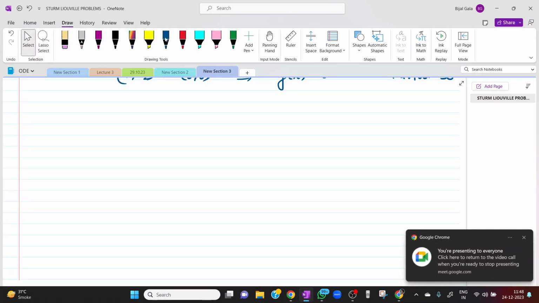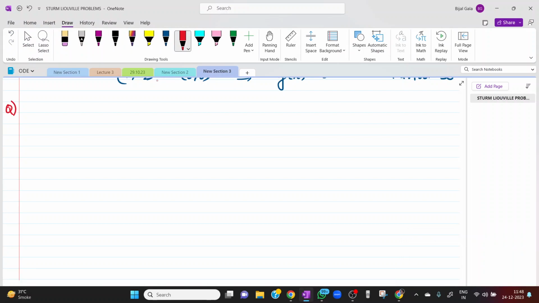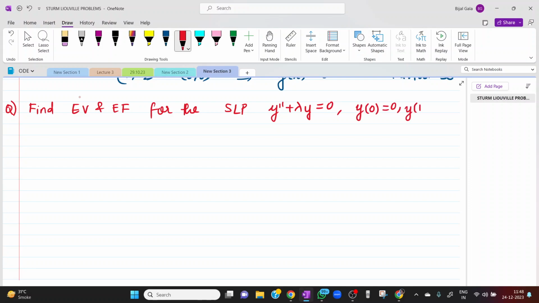So I want you guys to try this question. Again, the question remains the same. Find the eigenvalues and eigenfunctions for the Sturm Liouville problem: y double dash plus lambda y equal to 0 with the boundary conditions y of 0 equal to 0 and y of 1 equal to 0. Come on, begin please.